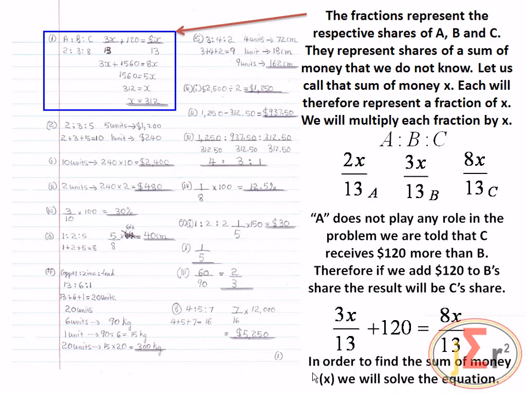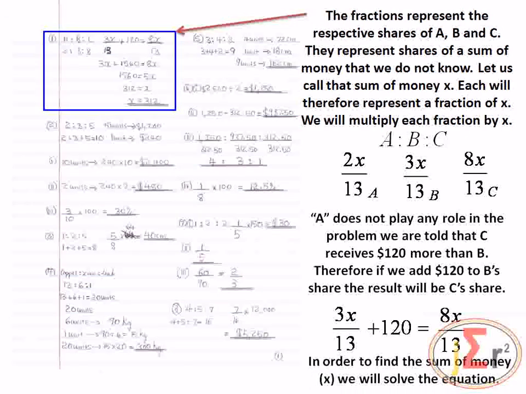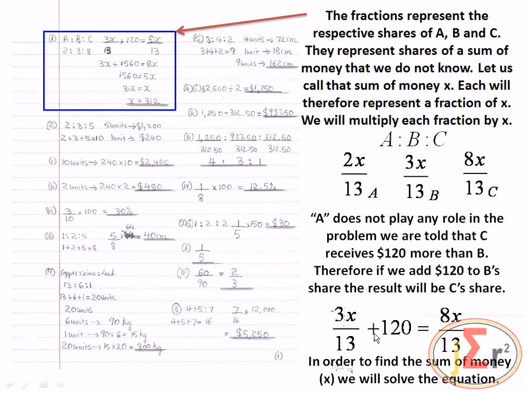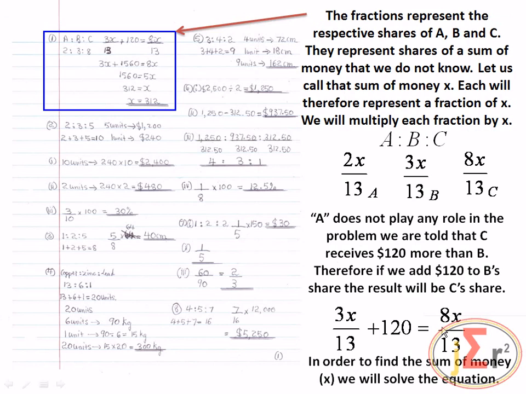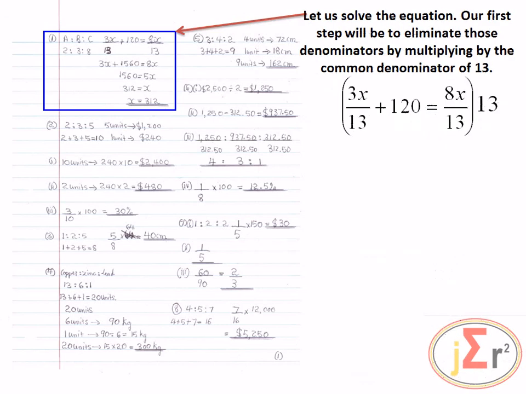In order to find the sum of money, which is X, we will solve the equation. So we have an equation to solve, and we will go straight ahead and solve that equation, which is this one. B's share plus $120 more will give you C's share. And we are about to solve that problem. Let us solve the equation.